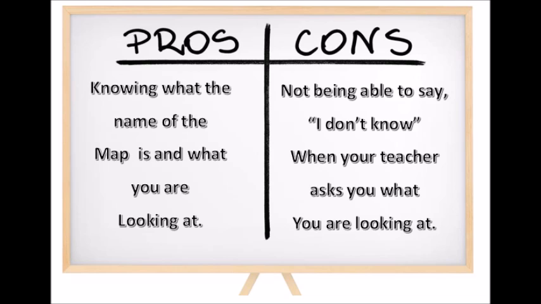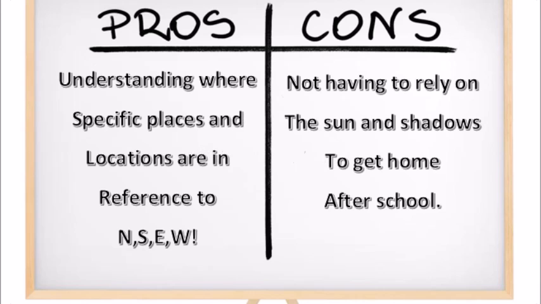Okay, first pro, knowing what the name of the map is and what you are looking at. Con, not being able to say, I don't know, when your teacher asks you what you're looking at. The second one, understanding where specific places and locations are in reference to north, south, east, and west. Con, not having to rely on sun and the shadows to get home after school.